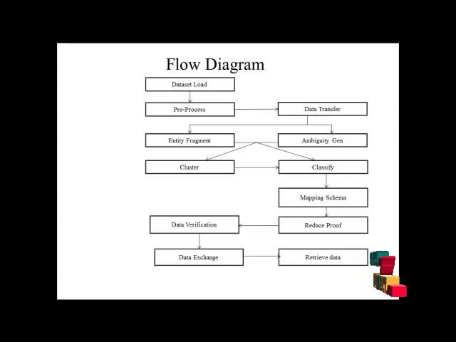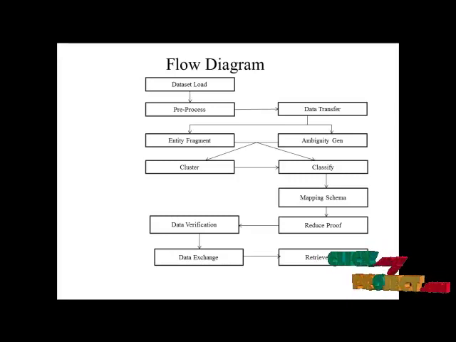The first step is the dataset load. Here we will create a dataset with different attributes, using student details to prepare our dataset. First the dataset will be loaded, then it comes to the pre-process. Pre-process is one of the processing techniques used to remove null or invalid values. The pre-processed data is then stored in the database.